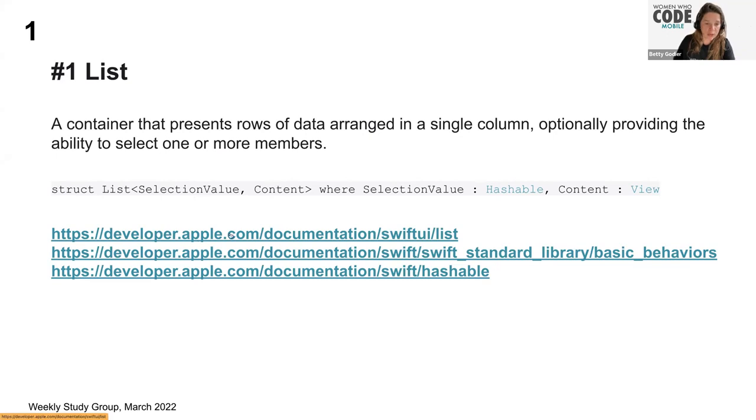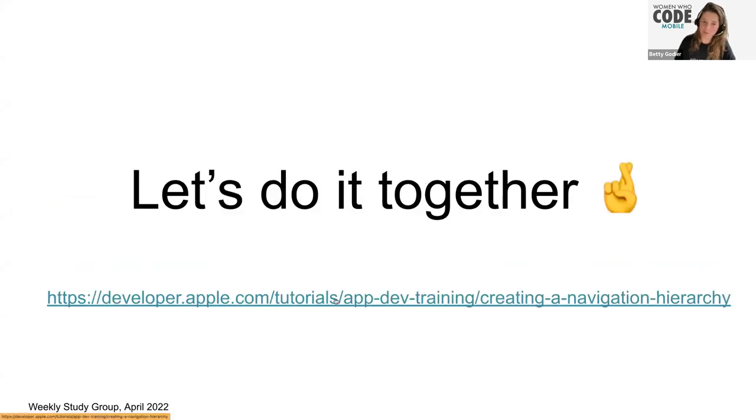I also added links to the Apple documentation on the list and the behavior of a list, to maybe understand more about what you can pass in a list, what the meaning of hashable is, and the selection value in a list. So now let's go together.